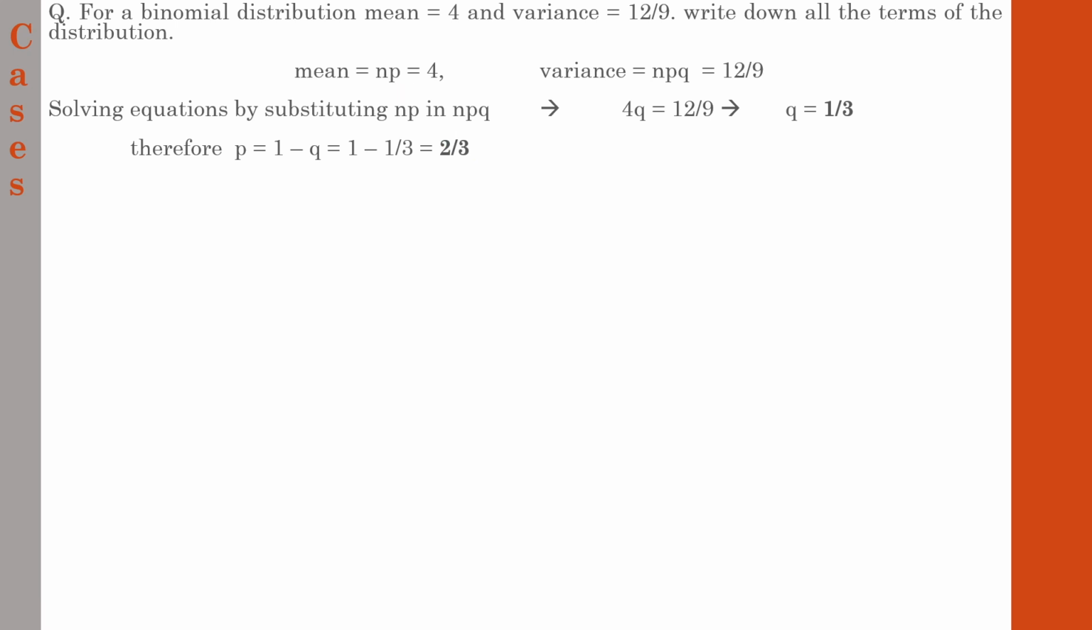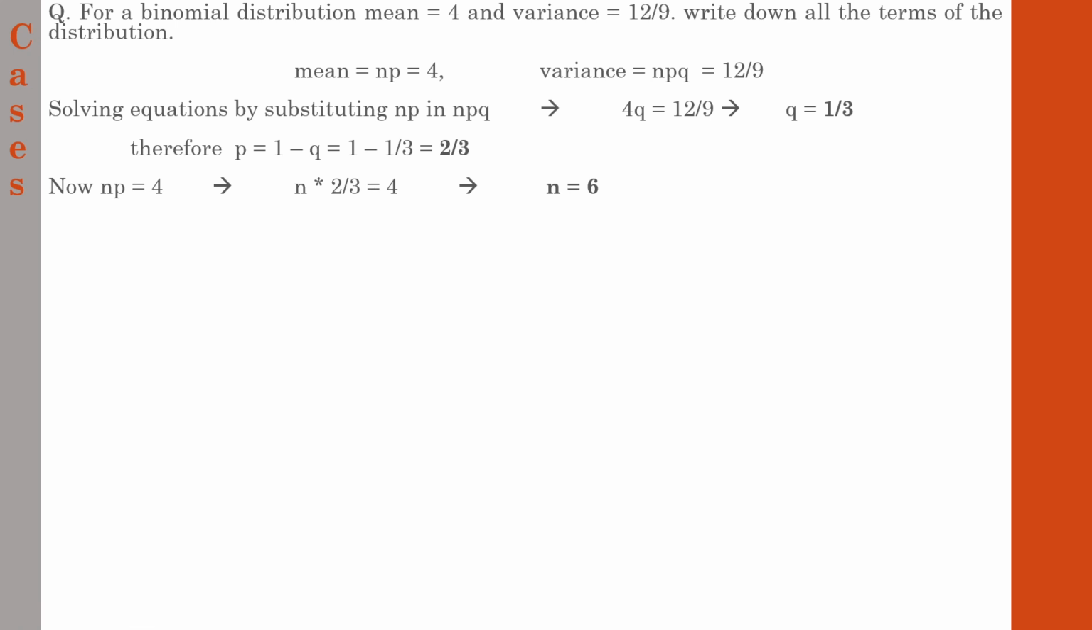So this is how you have to find various terms with regard to a distribution. So we know that NP equal to 4, and we already found the value of P. So N into 2 by 3, that is the value of P, you will get N equal to 6. So we have N value is 6, and the value of P is 2 by 3, and the value of Q is 1 by 3. So now we have found all the terms with regard to that.